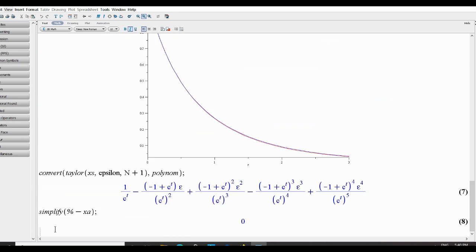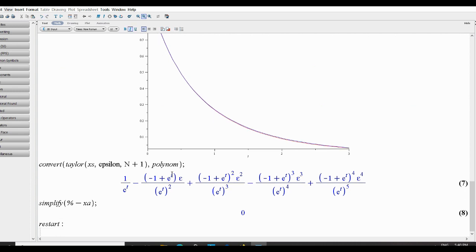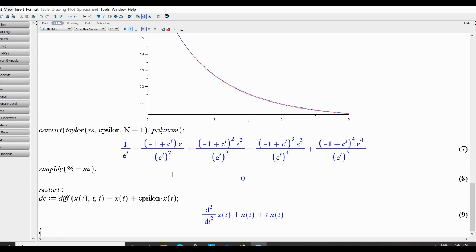Okay, so now let's start a different problem. The DE is the second derivative of x of t with respect to t, plus x of t, plus epsilon times x of t. What is this? This is a harmonic oscillator, and what has happened is that the stiffness is very slightly different from 1. Let us say the initial conditions are x of 0 equals 1, x dot of 0 equals 0.